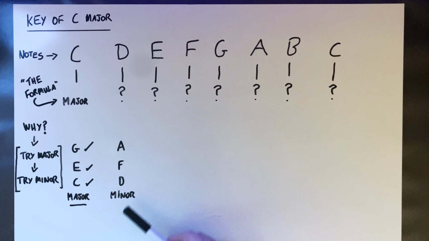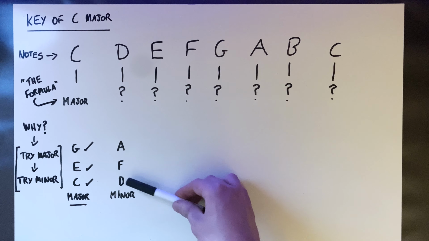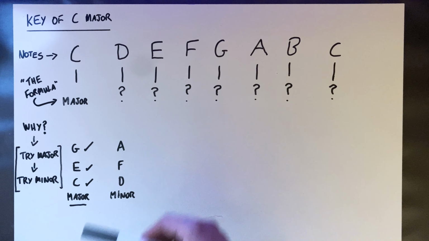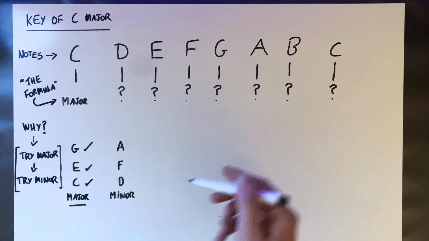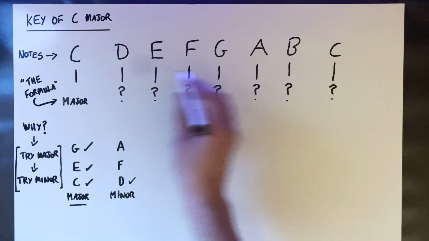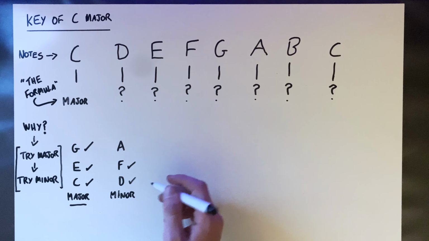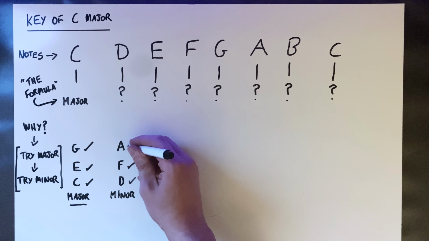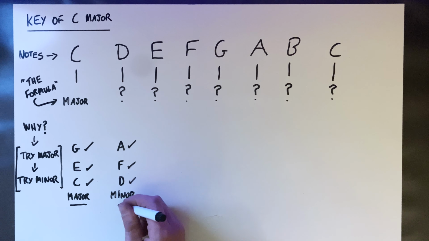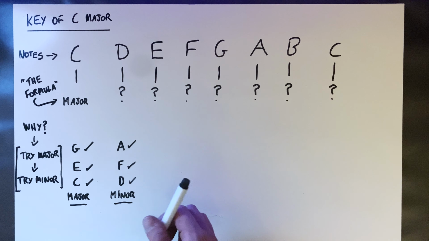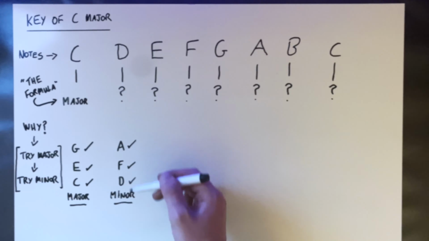So let's try the minor. So if you look at the D minor triad, we've got the notes D, F and A. So is D in the C scale? Yes it is. Is F in the C scale? Yes it is. Is A in the C scale? Yes it is. So that means our second chord would be D minor.